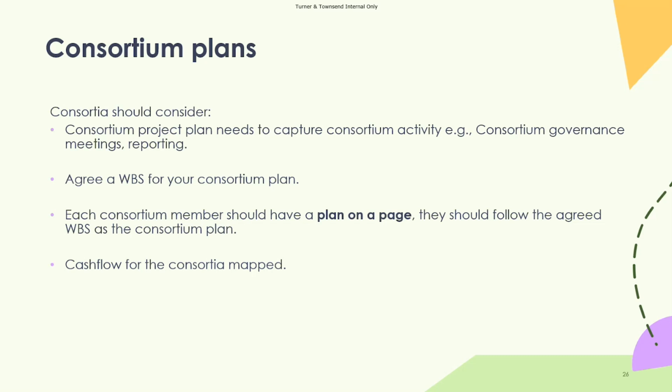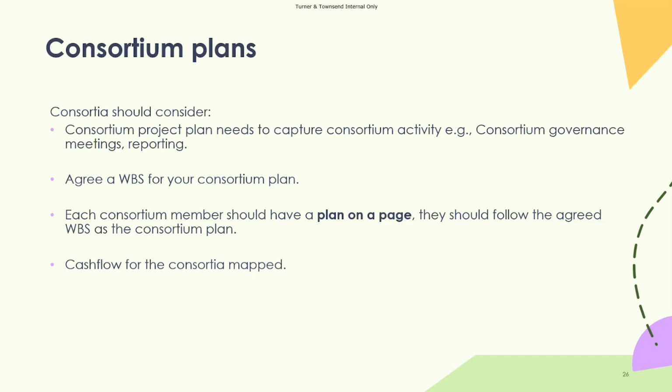So as a consortium, you should consider how you're going to capture consortium activity. So if you're a consortium lead, that includes things like consortium governance meetings, reporting, when each of the individuals are sending over things for your reporting, capturing what others are doing for their delivery. So you need to include what the consortium activity looks like.